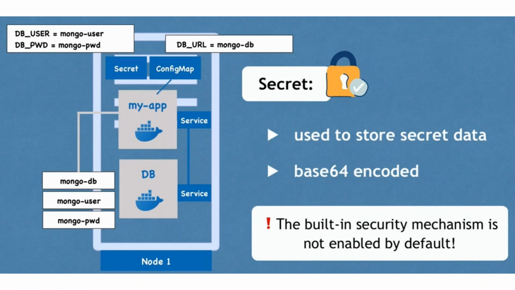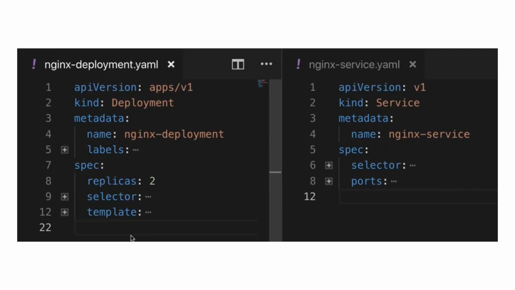So today we'll be learning about two components. One is your username and password, which will be lying in my secret file. And then I'll be learning about something called config map, where I will use the non-critical data.